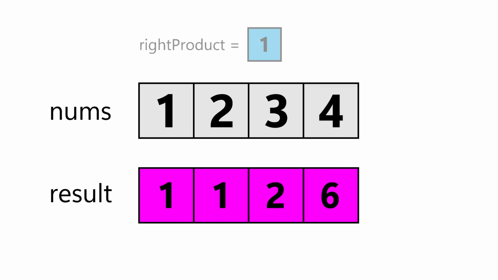Now we will have a variable to store the product from the right side of the array. We will initially set it to 1, because any number multiplied by 1 is that number itself. Now we will iterate from the right side of the array.